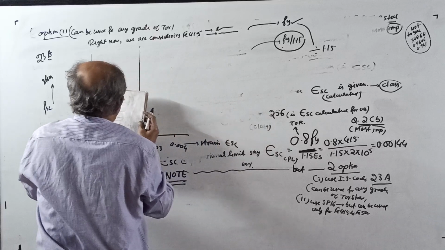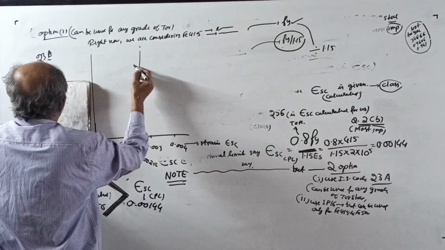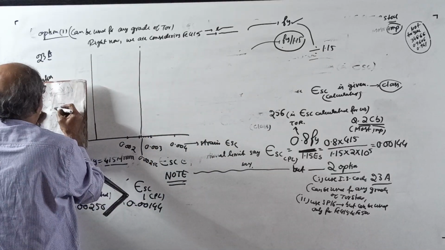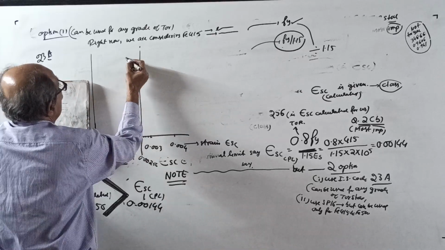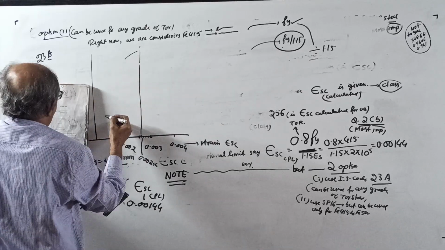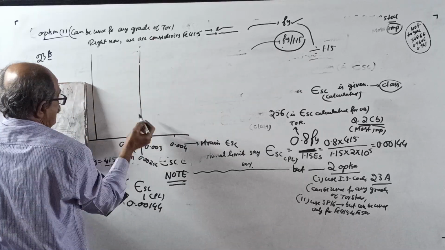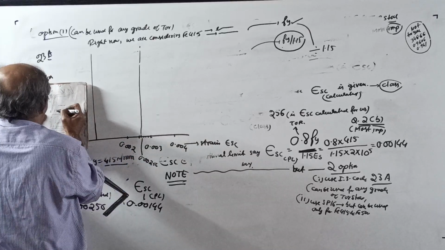If you see the fy curve, here is the point for 0.00256. See, the curve will go something like this. I don't put the curve here.